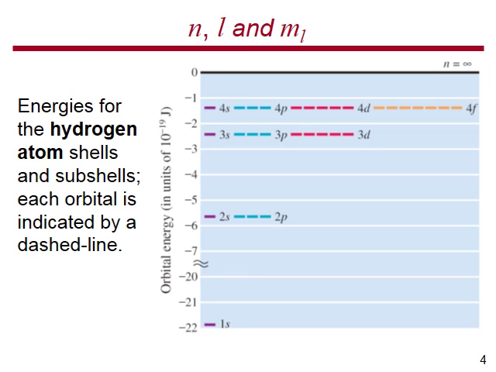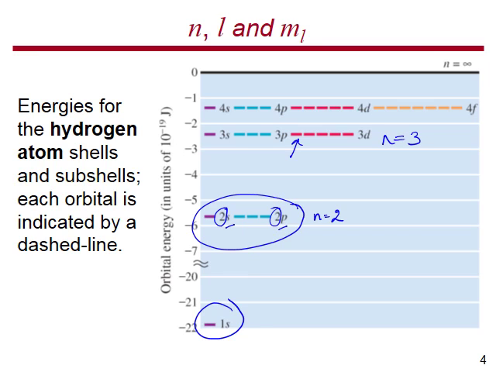Now, let's take a look at the energy levels for the ground state of the hydrogen atom. Each orbital is indicated by a dashed line. 1s is the lowest energy available. The next energy level is 2s and 2p. Do note that even though s and p are different in shape, they both have the same principal quantum number, which is n equals 2. This implies that they have the same energy. The same logic applies to the atomic orbitals belonging to the n equals 3 and n equals 4 energy shell.